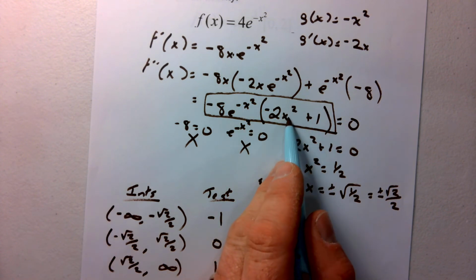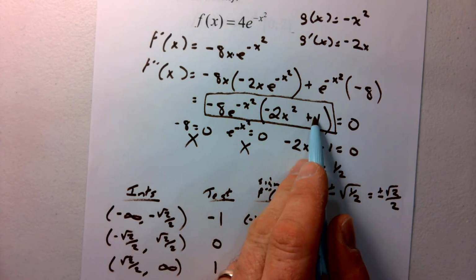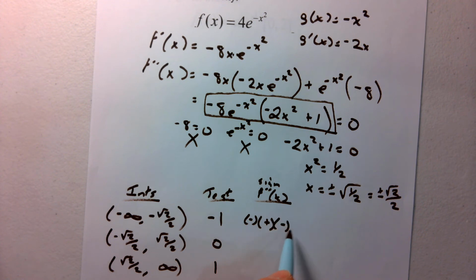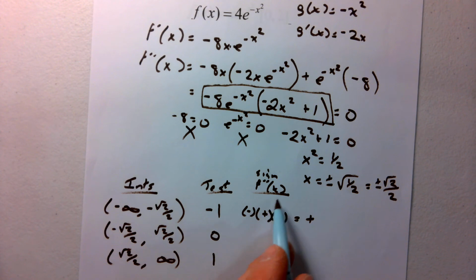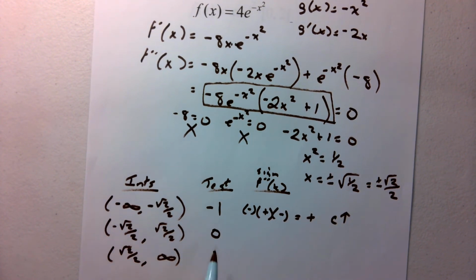-1, that's going to be a positive. So I get -2 plus 1, which is going to be a negative. So that gives me a positive. If the second derivative is positive, it's concave up on that interval.